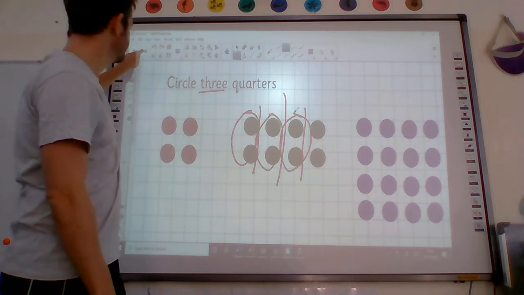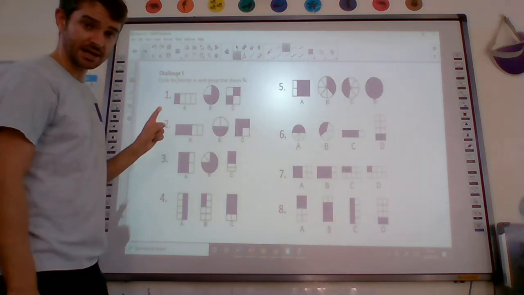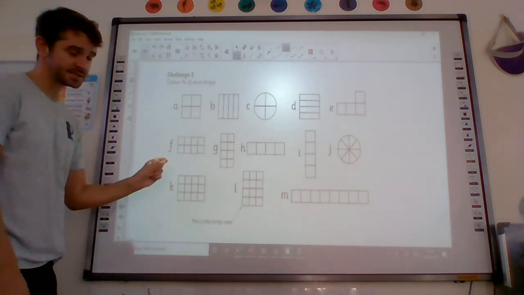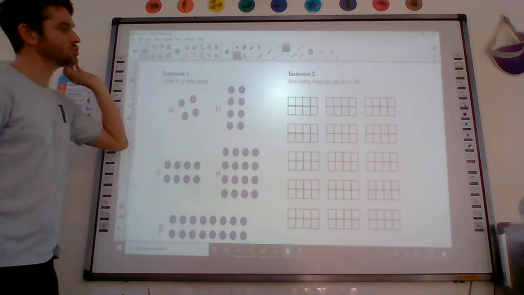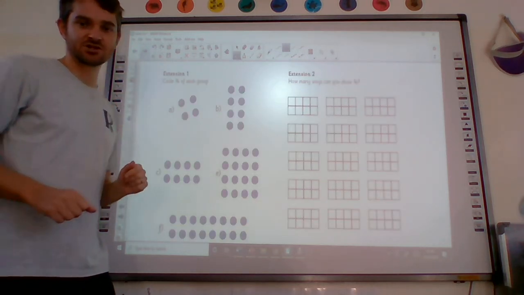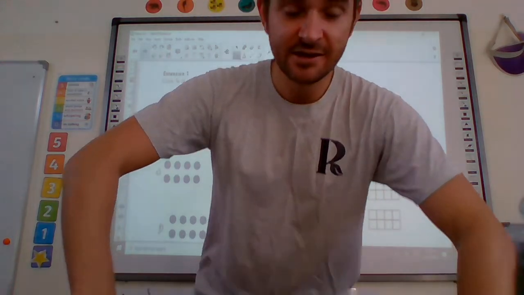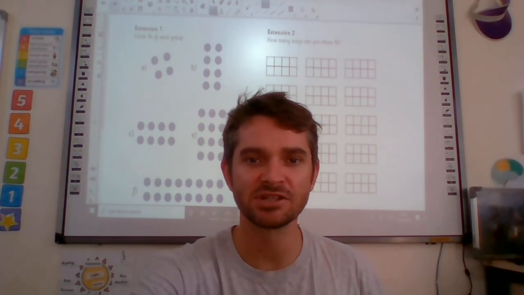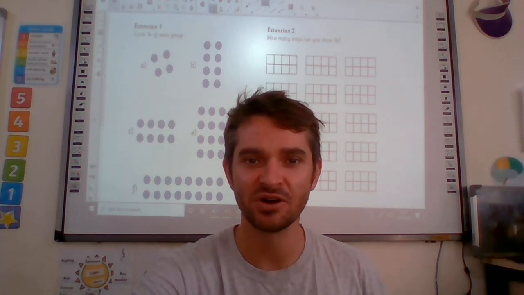Okay. Over to you. You must do challenge 1. You must do challenge 2. You could have a go at the extensions. 3/4. Find, circle, colour, label, show me everything that you know how to do in maths, and send me a photo of your home learning.